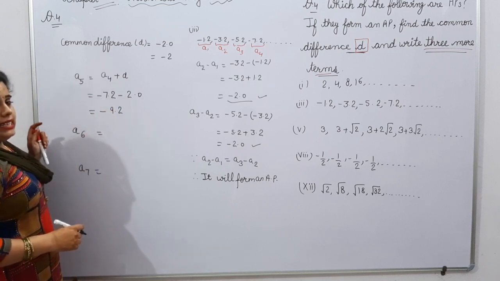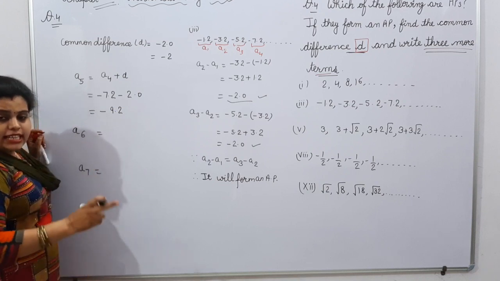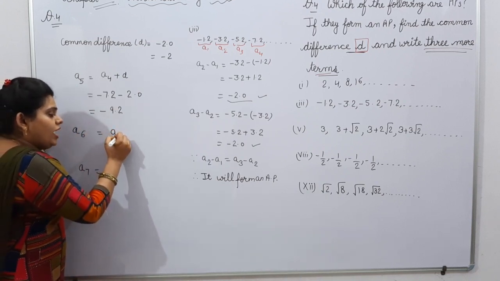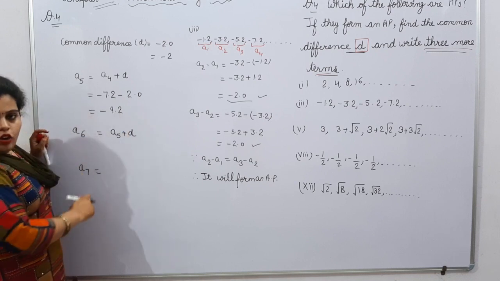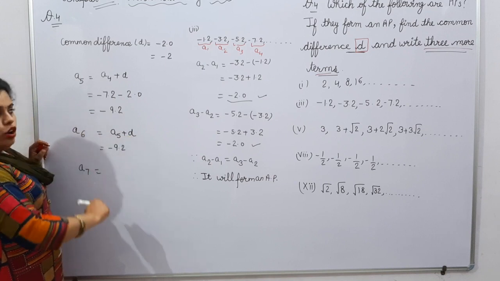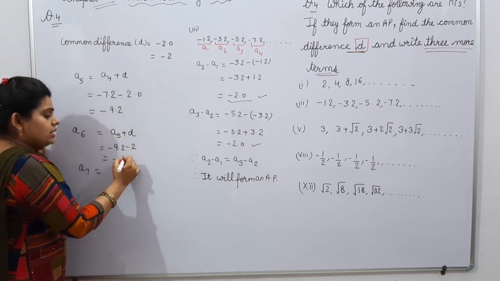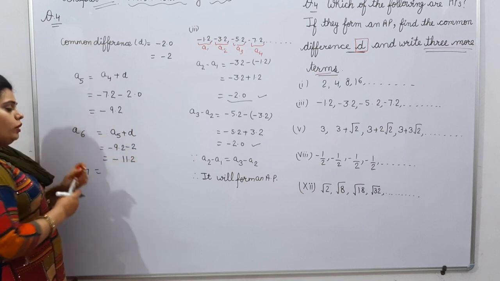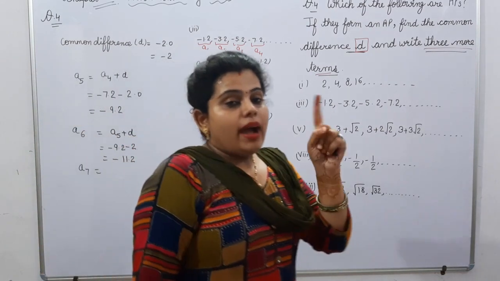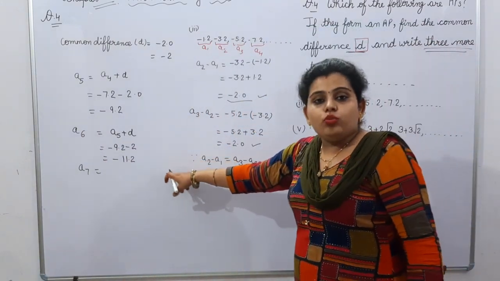Now A6. What will be the value of A6? How will we find this A6? By adding D into the fifth term, means A5 plus D. What is the value of A5? -9.2. And what is the value of D, beta? -2. Now what will we get? -11.2. Because both are of the same sign, minus, and by adding -2 into 9.2 we will get -11.2.